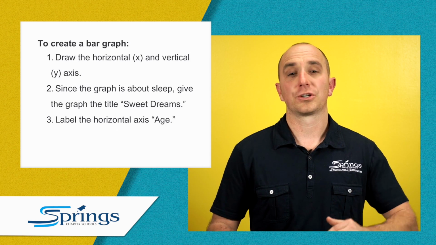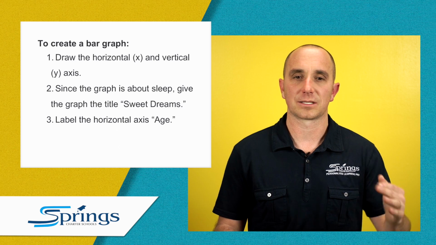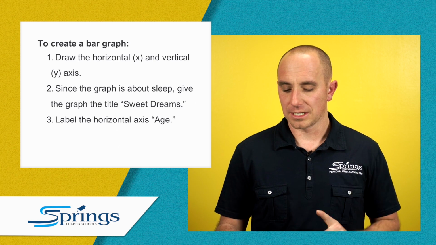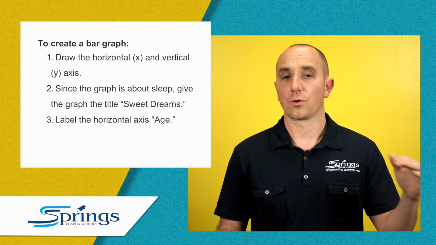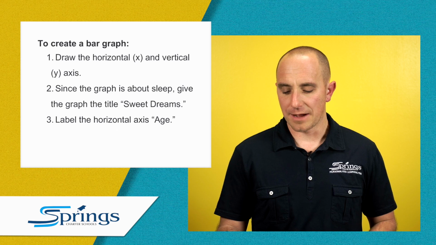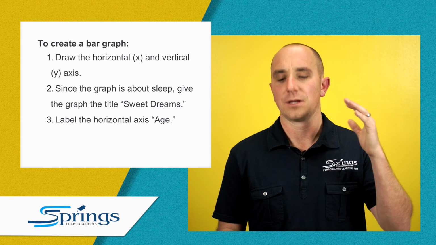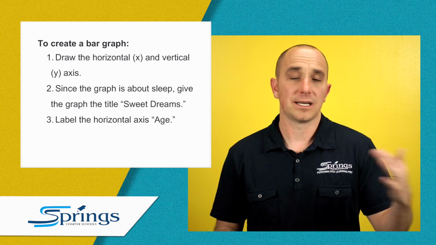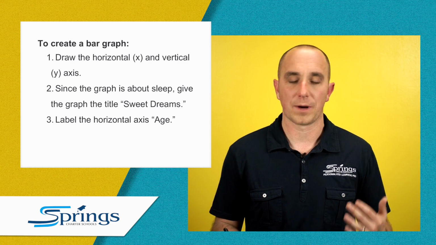To create a bar graph, I want you to try to do this with me. Take a moment. If you need to pause, get some graph paper, let's make this. The first thing is we're going to draw a horizontal X axis and a vertical Y axis. Second, since the graph is about sleep, we can give the graph a title. We're going to title this one Sweet Dreams. If it was about sleep, you could title it Sleep Needed. It wouldn't really matter what you title it. I think creative titles give it a little more pop.